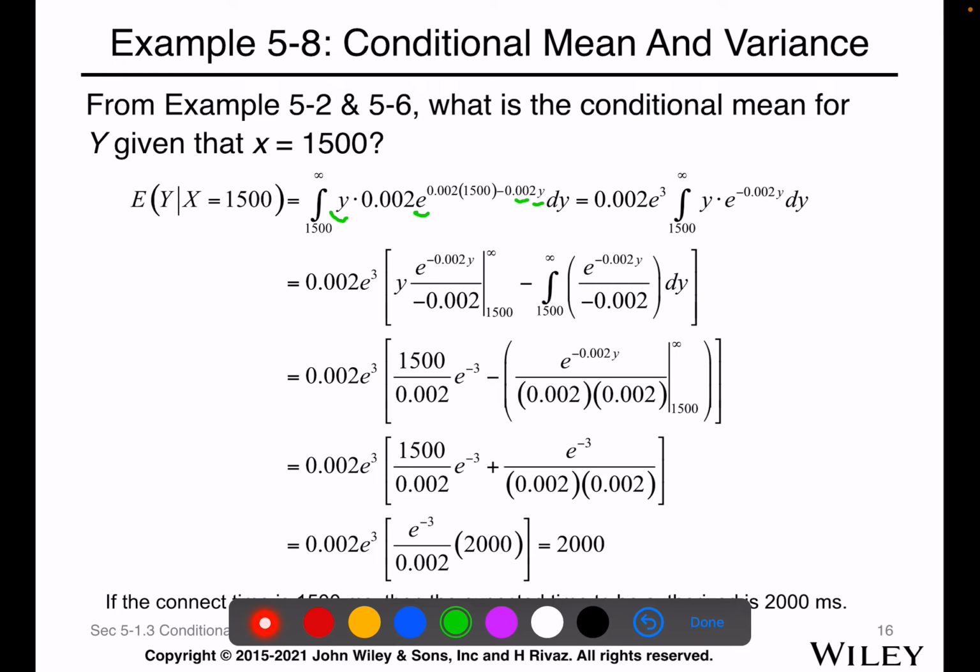And since we know the integral, we simply plug in, right? So this is the first term, and this is the second term of the integral, right? And we write the bounds from 1500 to infinity. And it's just doing the computation, really, nothing special, right? So you just plug in the bounds, and at the end you get 2000.